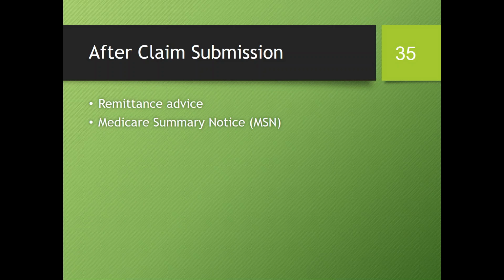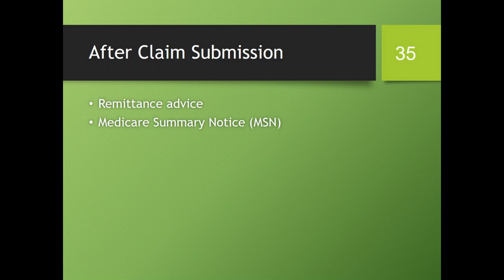After claim submission, we have the remittance advice, known as an RA, or the Medicare summary notice, known as an MSN. Remittance advice, formerly known as the explanation of Medicare benefits, is a document that Medicare sends to participating physicians. The front side lists codes representing the reason a claim may not have been paid in full or was denied. The codes are defined on the reverse side.